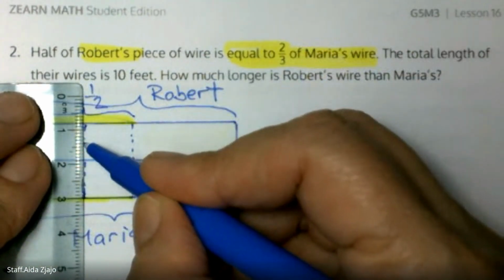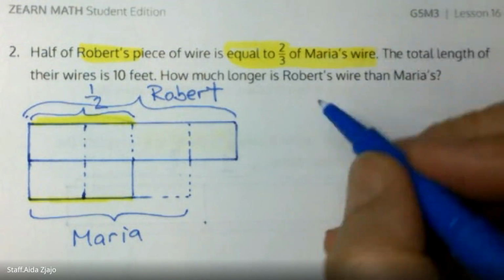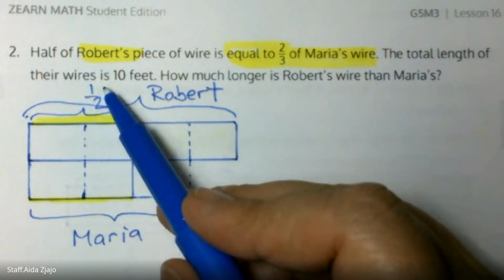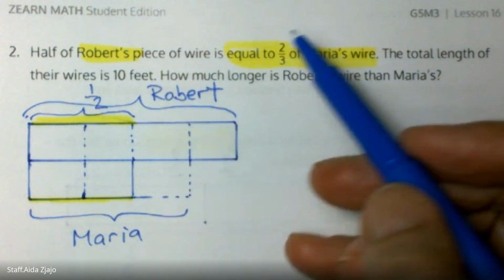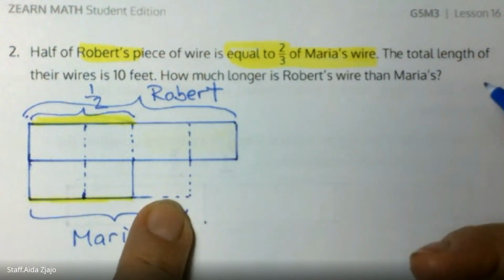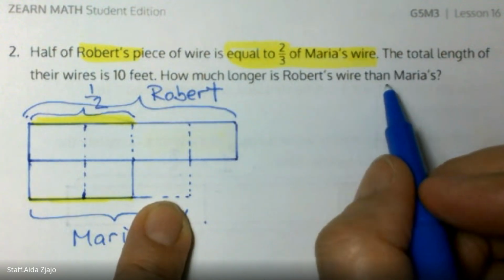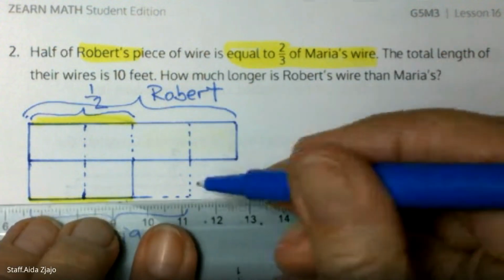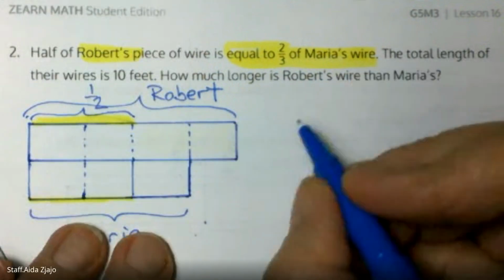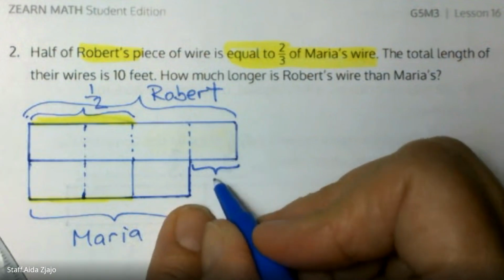And then if I change the pieces in, it's about this much. The total length of their wires is 10 feet. So all this, Robert's and Maria's, is 10 feet. How much longer is Robert's wire than Maria's wire? So this is Maria's, and this is Robert's. So this here represents longer.